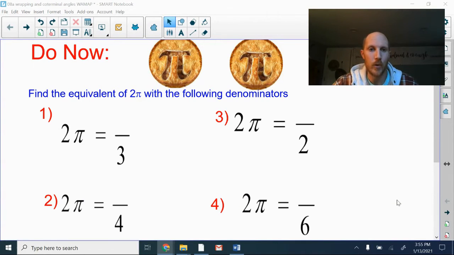Hey, Precalc. So we got two pies here. We're gonna call one pumpkin, one strawberry rhubarb. Your job is to find the equivalent of 2 pi with the following denominators.